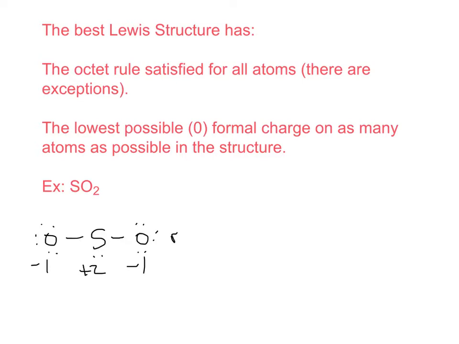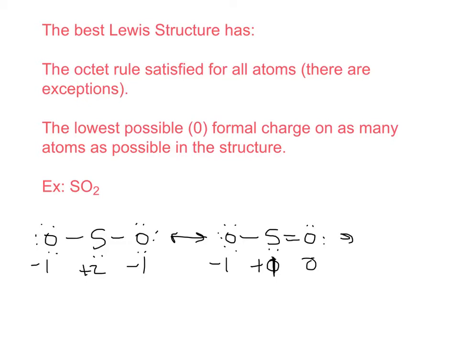And then we show this structure could also be drawn with a single bond here and a lone pair there, and that gave us a minus 1, a 0, and a plus 1 and a 0. So that was from the previous slide.